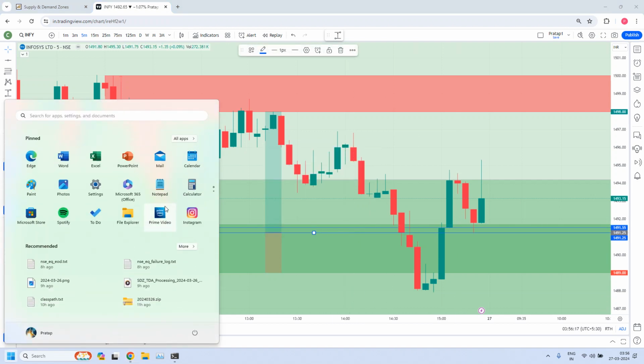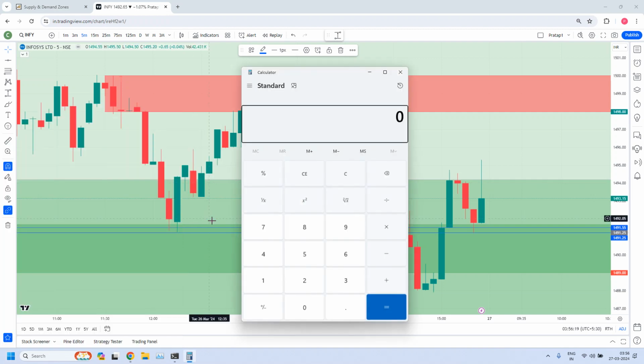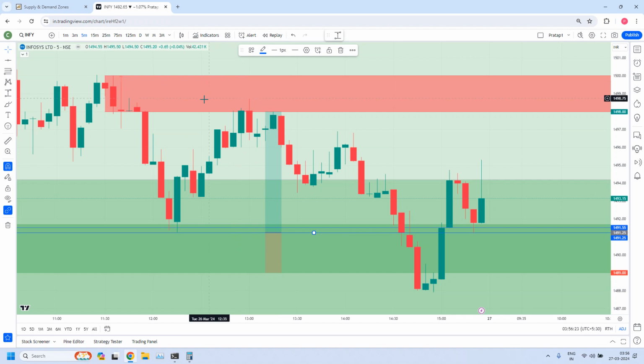So let me take the calculator. So what is your target? The target is this 15-minute zone, that is the low of this candle. So that is 1498. Sorry, 1498, that's it.